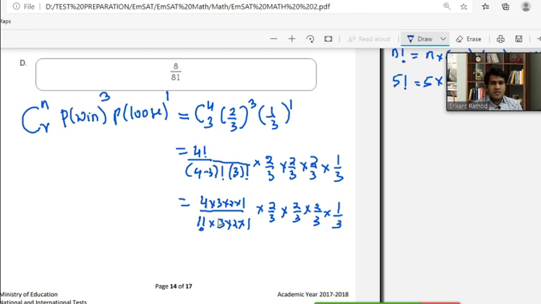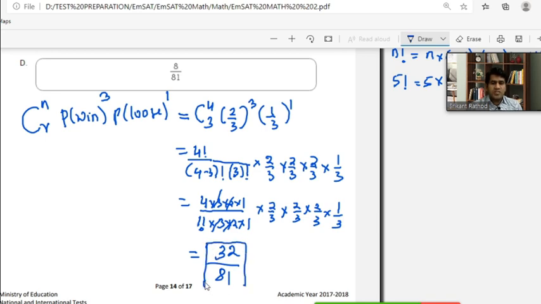Let's simplify it further. 3 and 3 get cancelled out, 2 and 2 get cancelled out. We are just left with the numerator of 4. This number multiplied by all these numbers, 4 times 2 is 8. 8 times 2 is 16. 16 times 2 is 32. In the denominator, 3 times 3 is 9. 9 times 3 is 27. 27 times 3 is 81. The probability of winning 3 out of 4 matches with the condition 2/3 is 32 by 81.